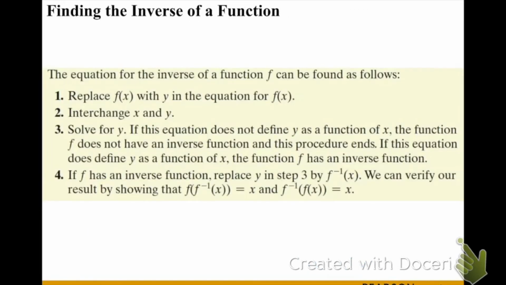Now, in the case that a function does have an inverse, these are the steps we can use to find the equation of that inverse function. Step 1, we replace f of x with y. This just makes it easier for us to work with y as a variable instead of f of x. From there, we swap the locations of x and y in the equation. Then we solve for y, meaning get y by itself on one side of the equation.